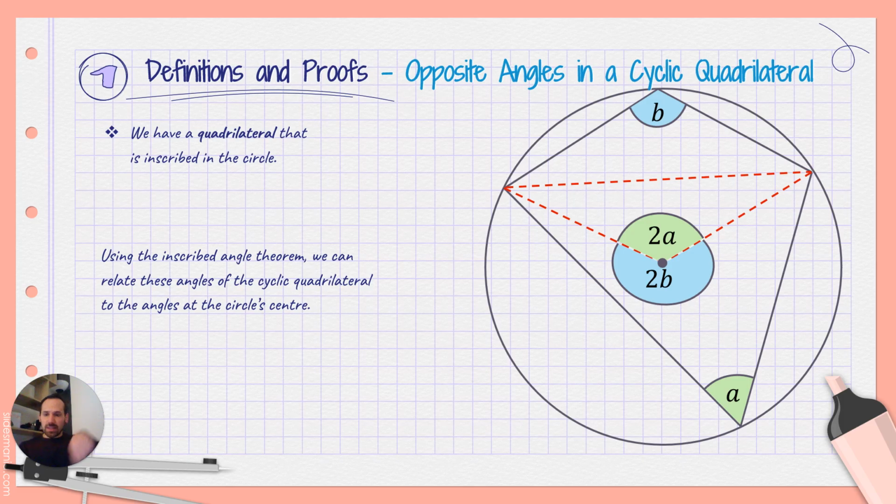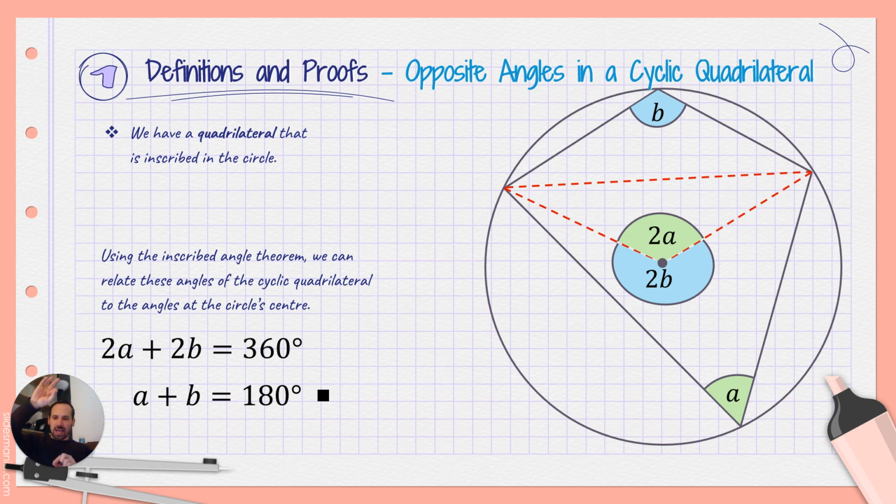Now we can just use the fact that that full circle in the middle is going to be 360, isn't it? So 2a plus 2b is 360. So a plus b is 180. And you see a plus b are those opposite angles of the quadrilateral. So a plus b is equal to 180.